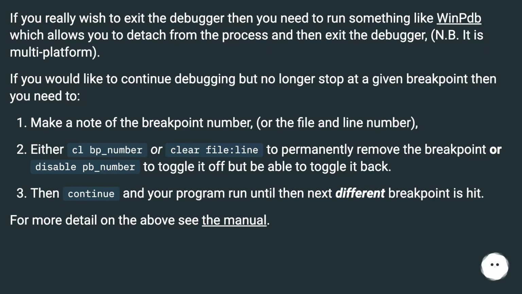If you would like to continue debugging but no longer stop at a given breakpoint, then you need to make a note of the breakpoint number or the file and line number, either clear bp_number or clear file:line to permanently remove the breakpoint, or disable bp_number to toggle it off but be able to toggle it back. Then continue and your program will run until the next different breakpoint is hit. For more detail on the above, see the manual.